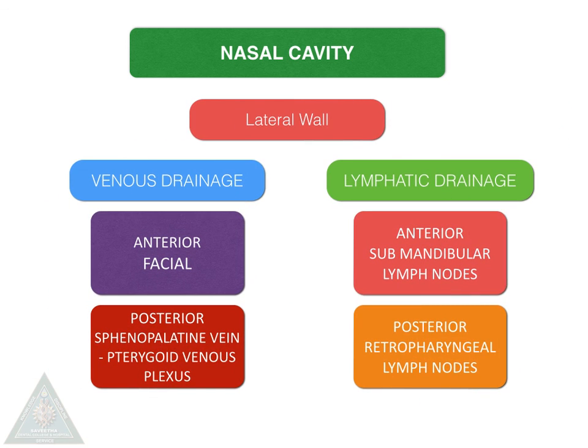Moving on to the venous drainage, veins from the anterior part drain into the facial vein. The posterior part is drained by the sphenopalatine vein, which ultimately drains into the pterygoid venous plexus. Lymphatic drainage: lymphatics from the anterior part drain to the submandibular group of lymph nodes, and from the posterior part drain to the retropharyngeal group of lymph nodes.